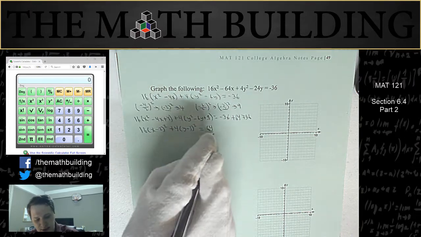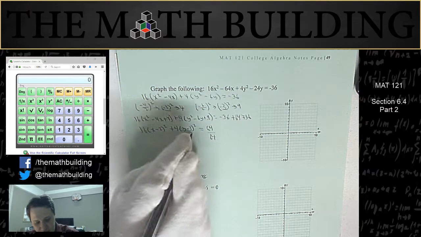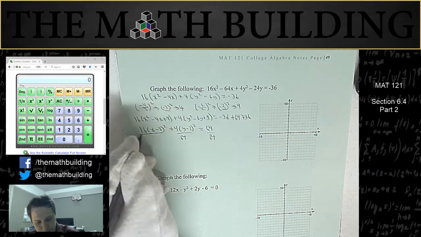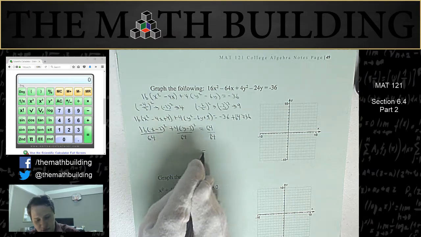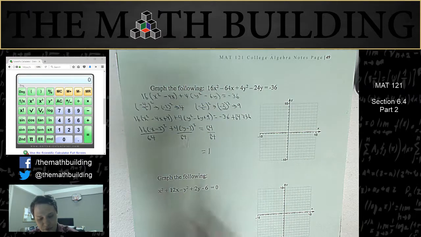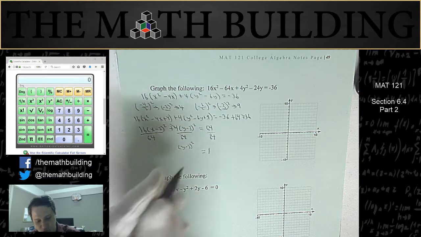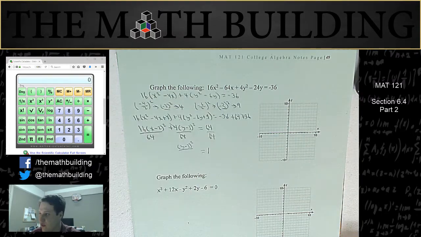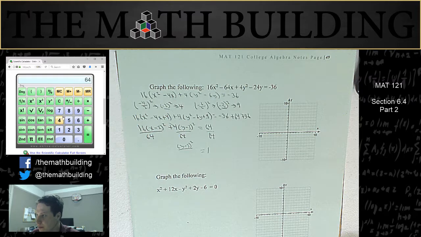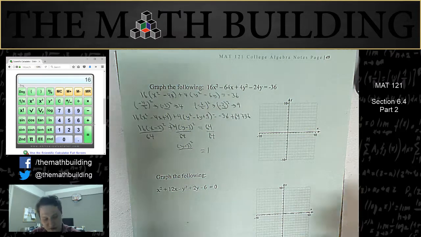So let's make the right-hand side equal 1. Let's divide everything by 64. Because that means the right-hand side is going to equal 1. 4 and 16 cancel, so I get y minus 3 quantity squared divided by 64 divided by 4, which equals 16.